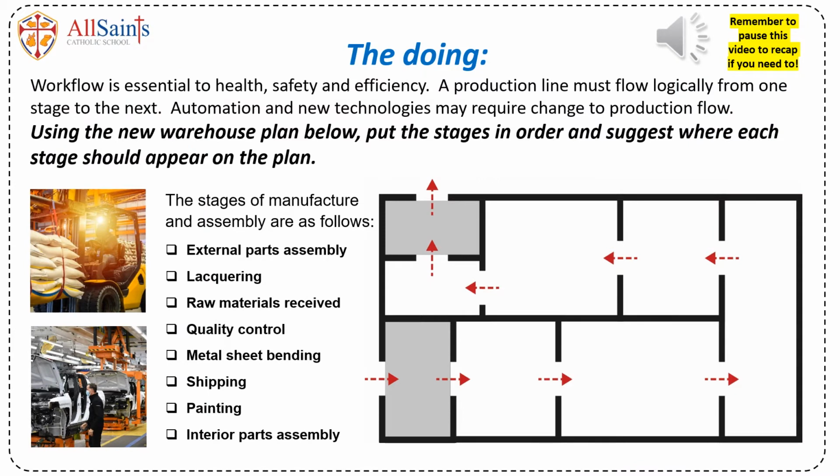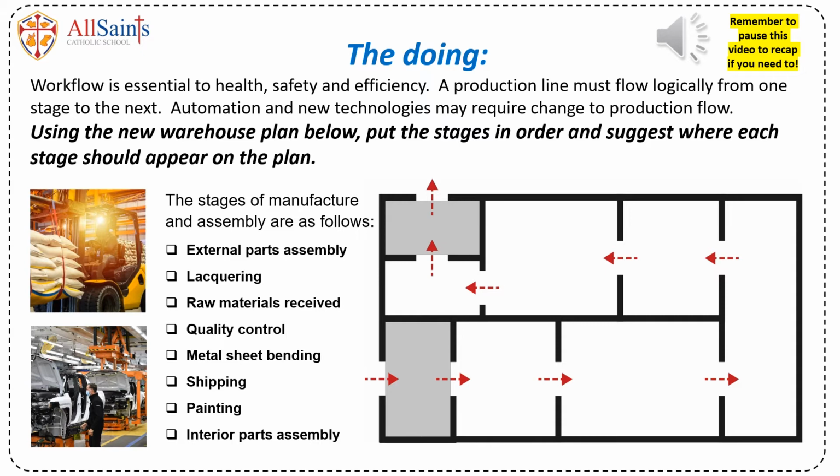Next, what we'd like you to do is have a look at the list below and the diagram of our factory. You see, workflow is essential to health, safety and efficiency. A production line must flow logically from one stage to the next. Automation and new technologies may require change to the production flow. So use the new warehouse plan below to put the stages in order and suggest where each stage should appear in the plan. You can see the list here.